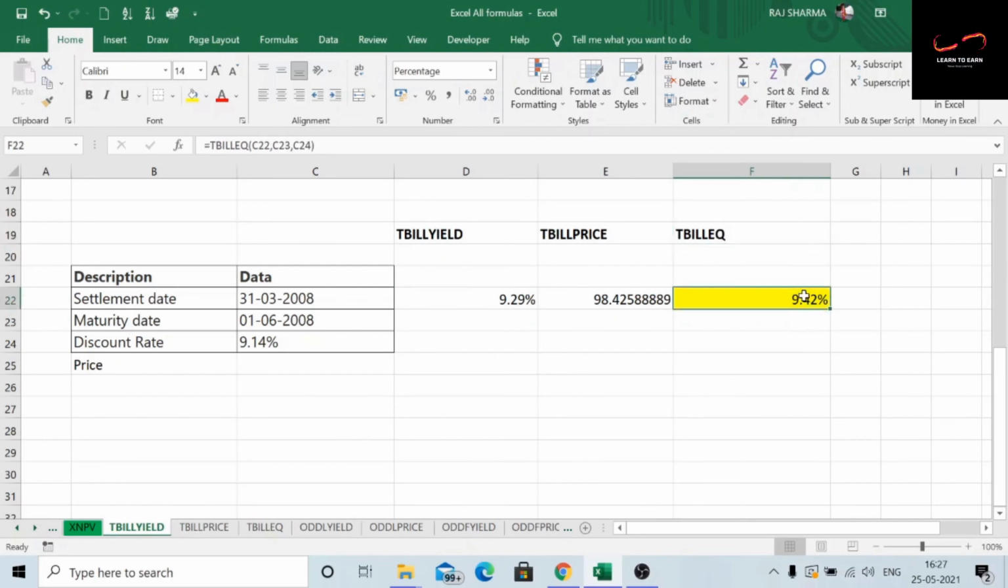Now why is this value a little higher than this one? Because of the day count conventions. The day count convention which we use here is 30 by 360. That is also generally used in bonds. So that can also play a role. So I hope this video is clear to you.